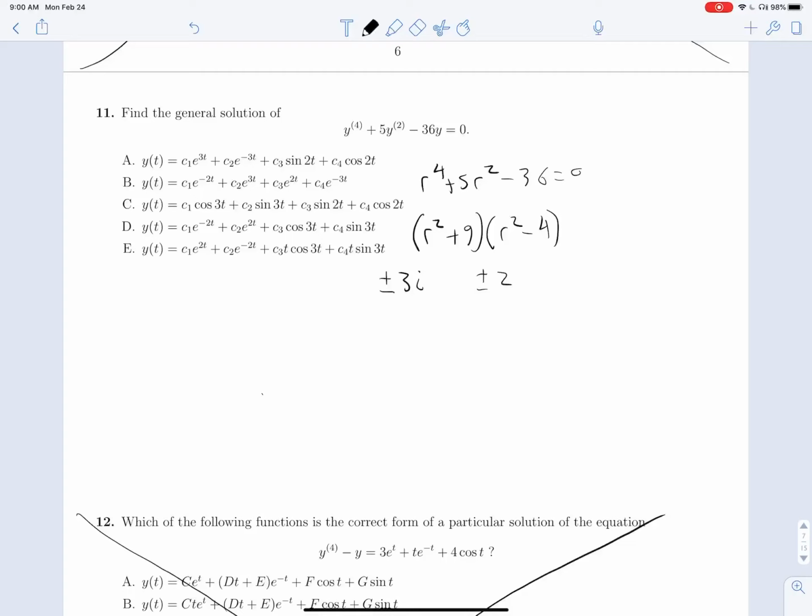And I'm getting plus or minus 3i from this expression, r squared is equal to negative 9. So r is equal to plus or minus root negative 9, which is plus or minus 3i.